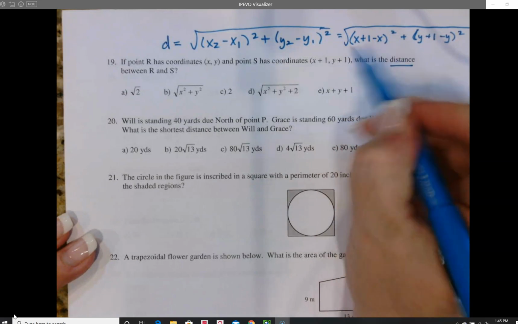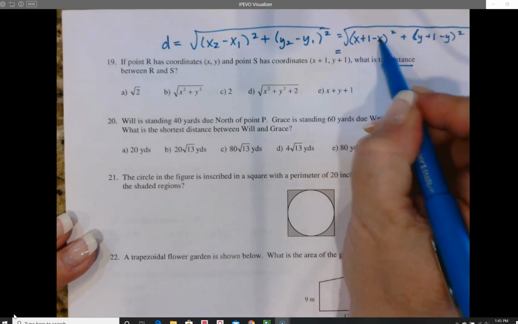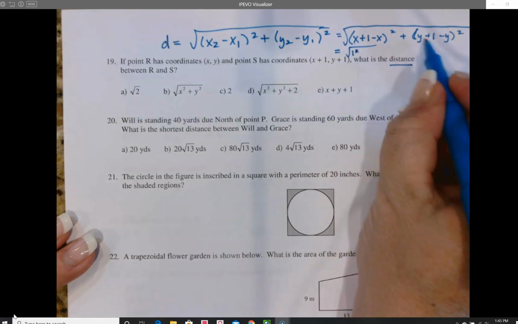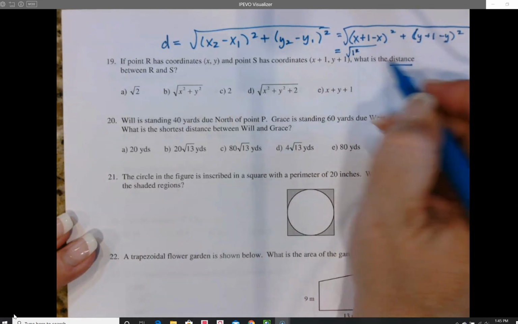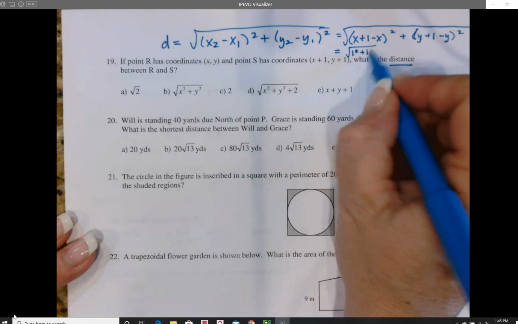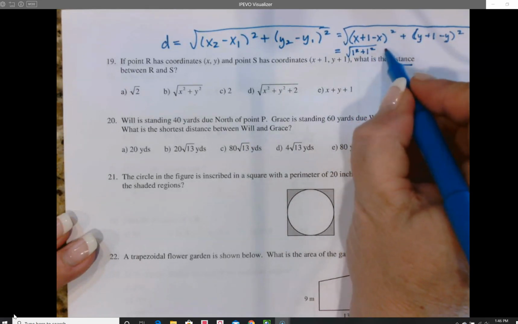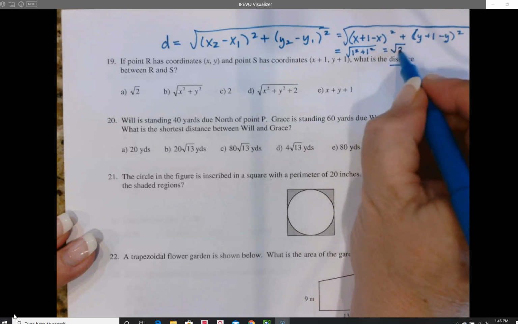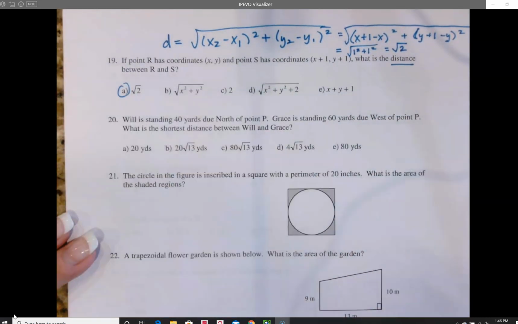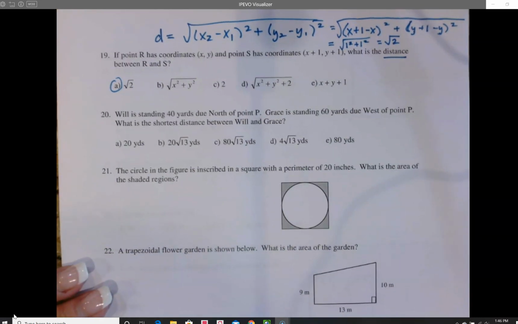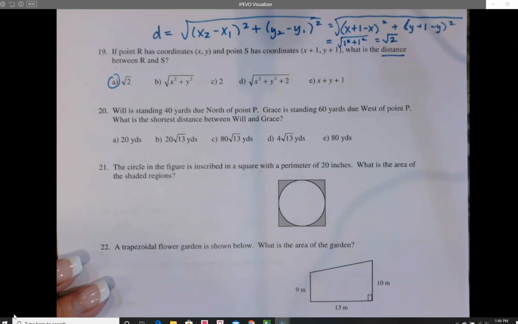So look what happens here. If I combine like terms in these parentheses, x minus x is 0. So I just have a 1 left over. And same thing here, y minus y is 0. So I just have a 1 left over. So 1 squared plus 1 squared, well, that's 1 plus 1 is 2. So my final answer is the square root of 2. That's an example of an ACT problem that looks really complicated, but then when you actually go to work it out, it's not so bad.